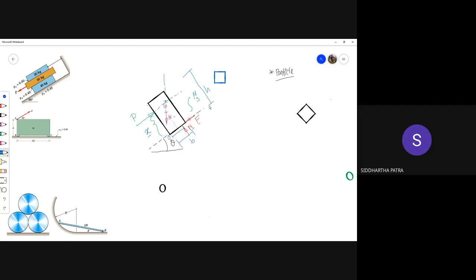About to move upwards, there are two limiting situations, and anything in between. The direction of the friction force and also the magnitude of the friction force would be different.